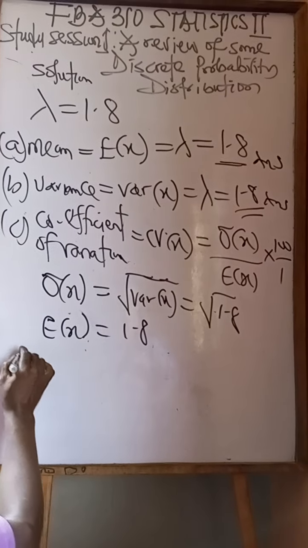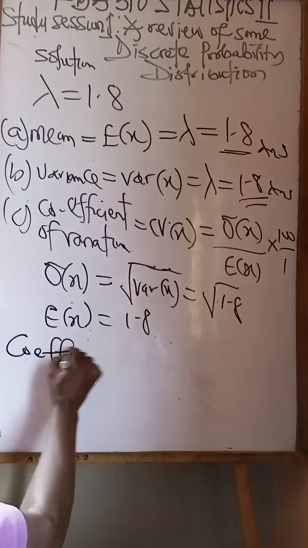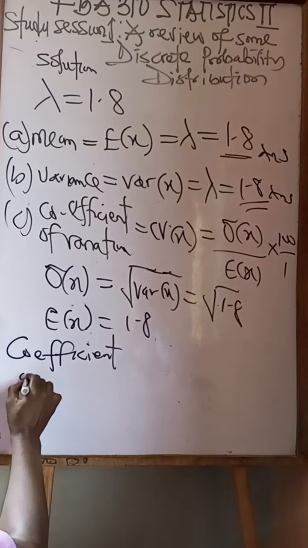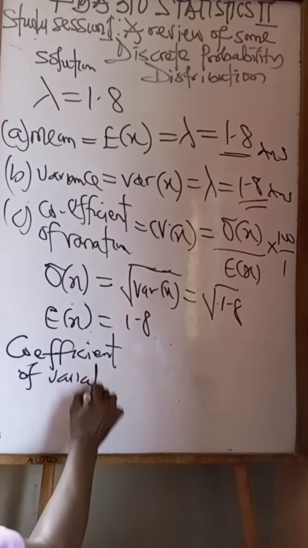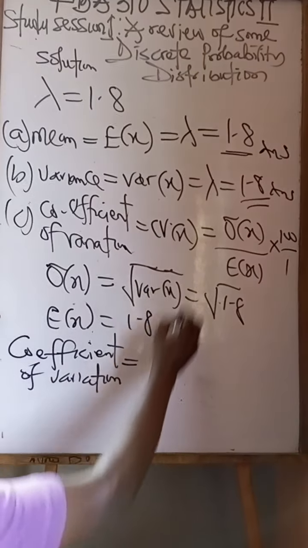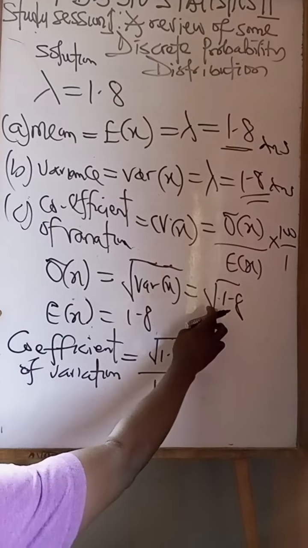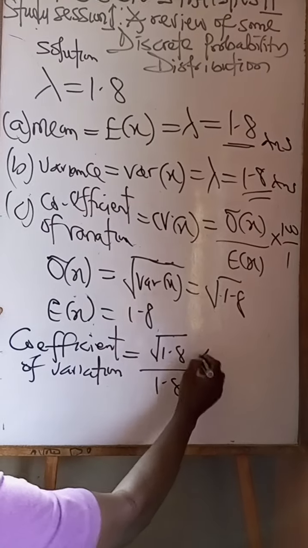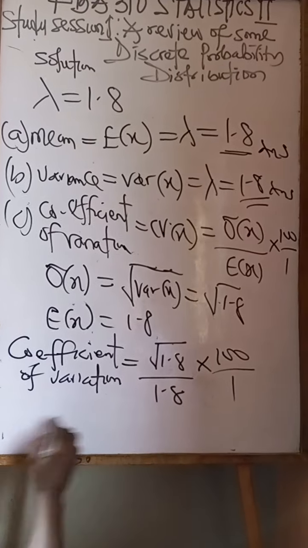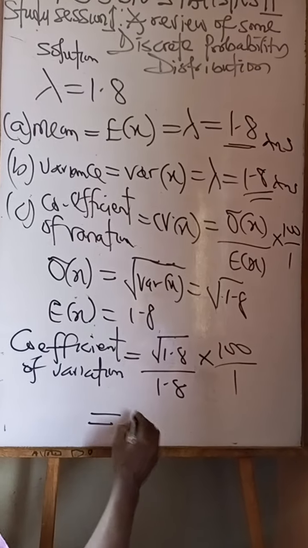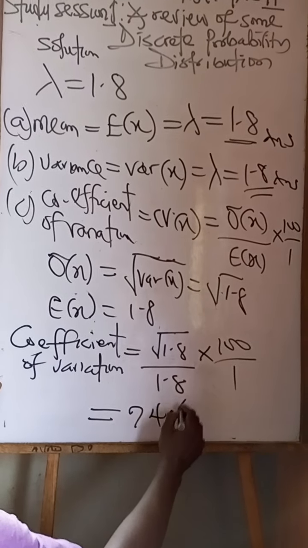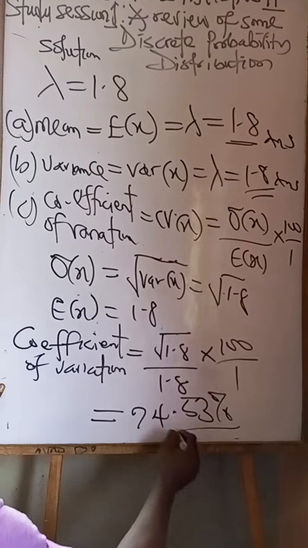I'll now say coefficient of variation will now be equals to square root of 1.8 all over 1.8, because these are standard deviation and these are mean, times 100 over 1. If you punch calculator very well, you are going to have 74.53%, in percentage.